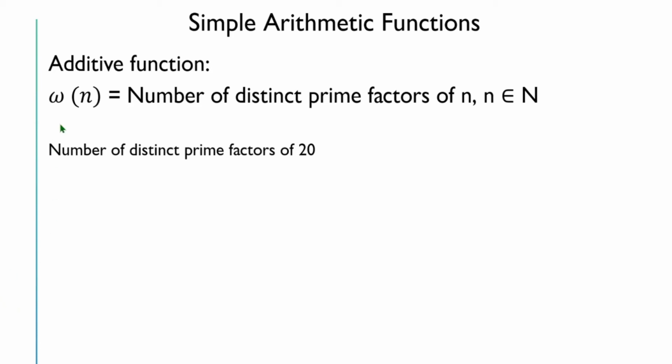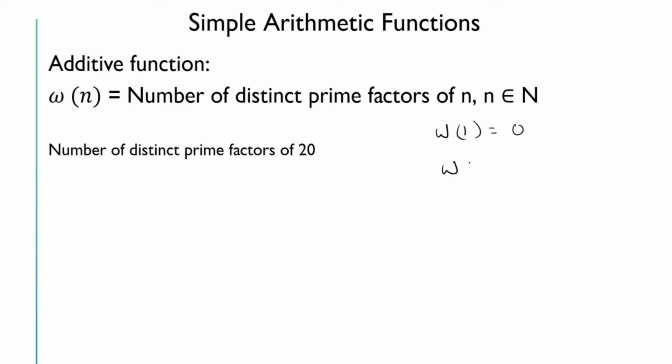Now we have an arithmetic function called omega of n. It is equal to the number of distinct prime factors of n, where n belongs to the natural numbers. So omega of n is defined by the number of distinct prime factors of n. First we will see what is omega of 1. 1 does not have any prime factor, so omega of 1 is 0.